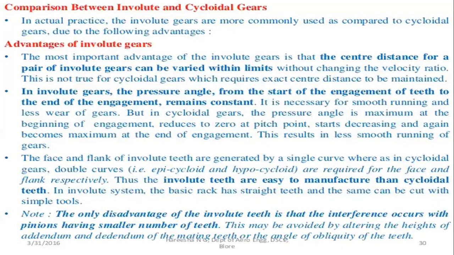So the most important advantage of the involute gears is that the center distance of the pair of involute gears can be varied within limits. That can be varied within the limits of the pairs, and that is the most important advantage, without changing the velocity ratio. Velocity ratio means the speed ratio of the two gears in meshing, and this is not true for the cycloidal gears.